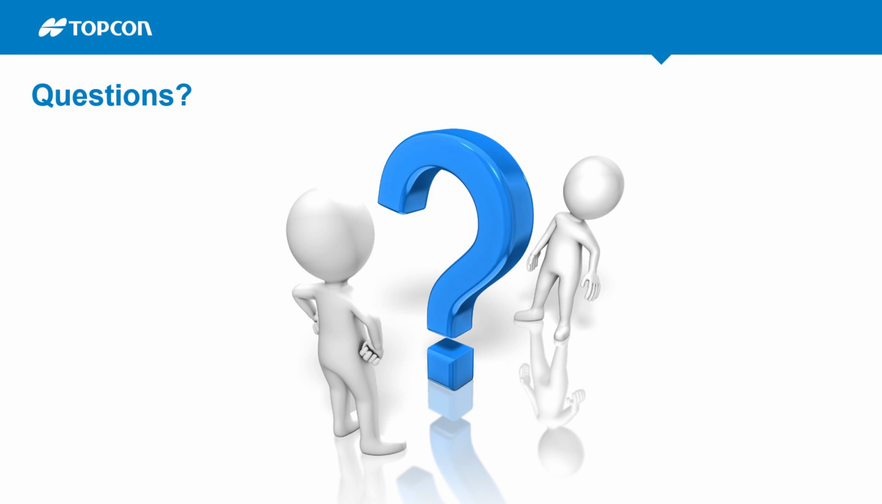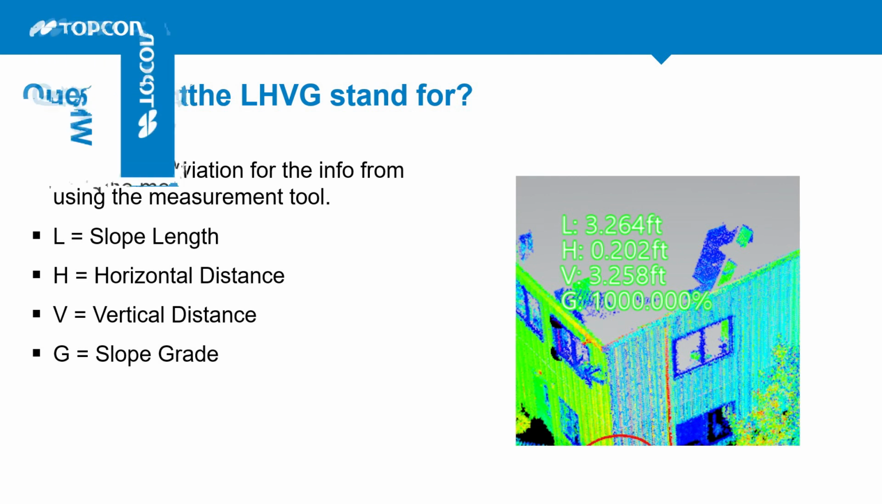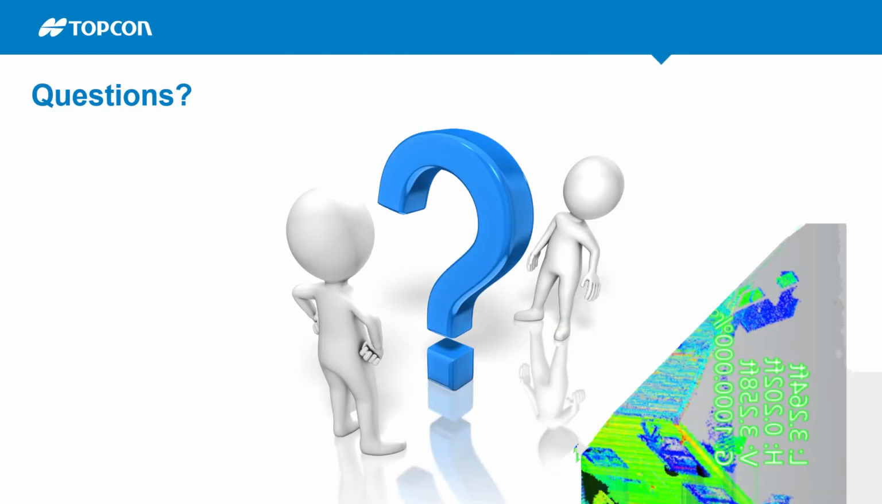Hey, Andy, it looks like you have a question in the chat box there. What does the LHGV designation stand for? LHGV. This is the abbreviations for when you pull a measurement from one point to another. The L is your slope distance. The H is your horizontal distance. The V is your vertical distance. And the G is going to be your grade, your slope grade. Any questions?